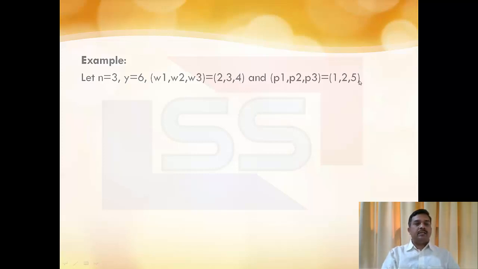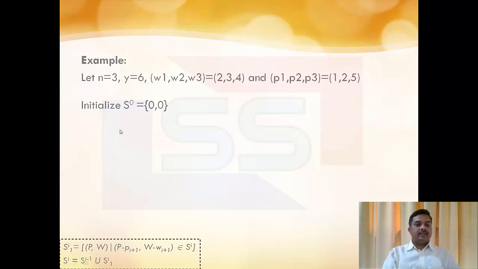So to initialize, S^0 equal to (0, 0). We are using these formulas: S_1^i becomes the PW pair, and S^i equal to S^(i-1) union S_1^(i-1). To start with, we have to find S_1^0.